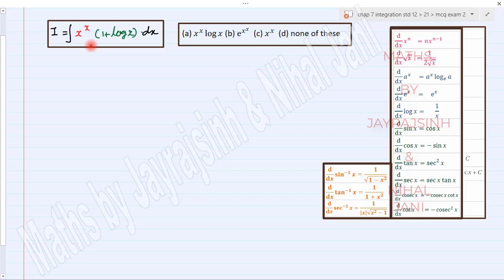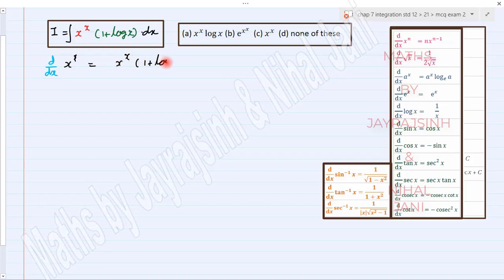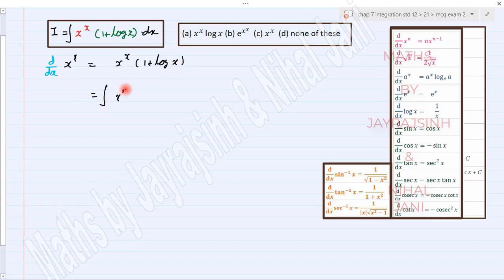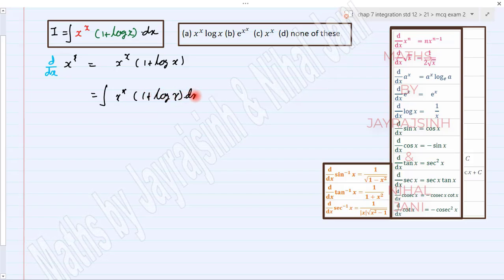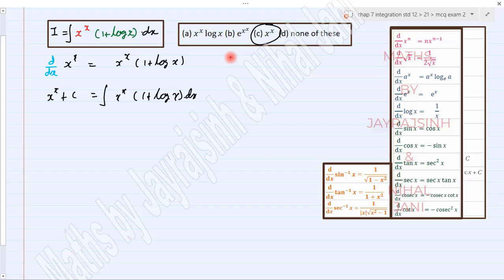Here we have to integrate x raised to x into (1 plus log x). Basically, if you remember, the differentiation of x raised to x is x raised to x into (1 plus log x). So we can say the integration of x raised to x into (1 plus log x) will be simply x raised to x plus c, which is given in option C. So tada! This is your final answer.